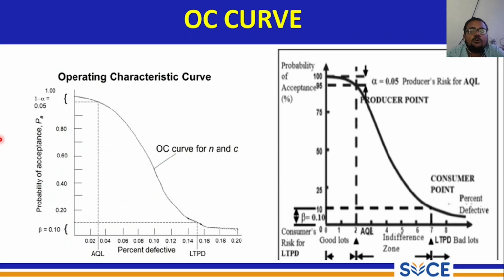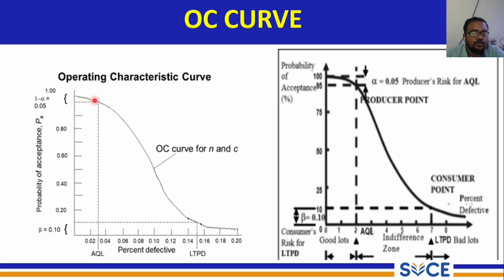Now this is what your OC curve is about. You have your percent defective on your x-axis and probability of acceptance on your y-axis. This is what the ideal OC curve has to be like. For every sampling, you could see that as the percentage of defective keeps on increasing, the probability of acceptance keeps on declining, which means in an ideal scenario, if there is 0% defective, there is 100% acceptance. That is the ideal scenario. Of course, an ideal scenario is highly difficult to achieve.